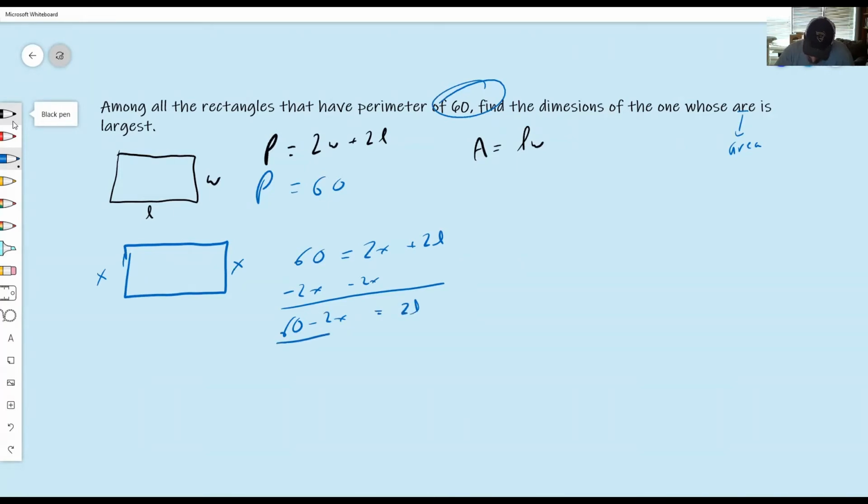Divide everything by 2. That gives us 30 minus x equals L. So drag that up. There we go. This is 30 minus x.